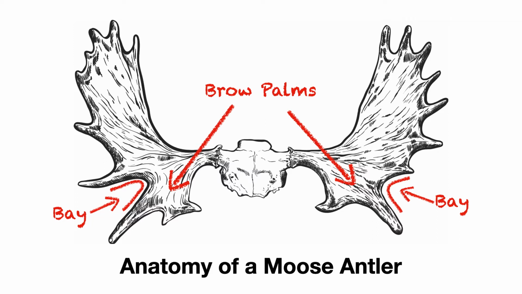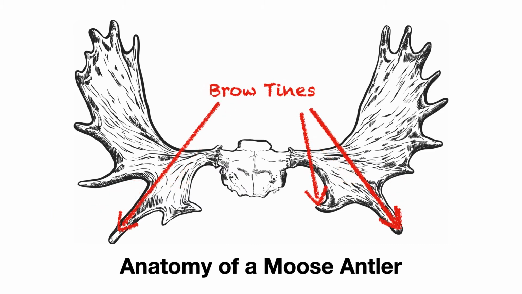Well, why is it so important to know where the brow palm begins anyway? Before we can answer that, we need to look at one more thing. These are the brow points, or tines, as they're referred to in the regulations. And unlike the palm points, they project off of the brow palm. In this illustration, this set of antlers has 1 brow tine on the right side and 2 on the left.